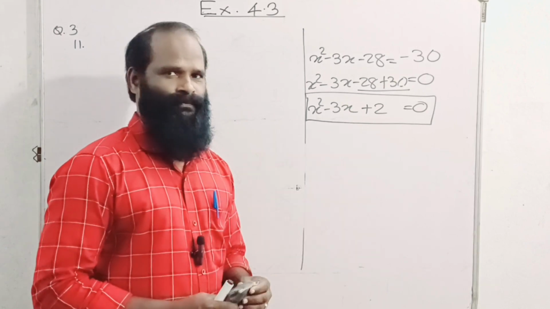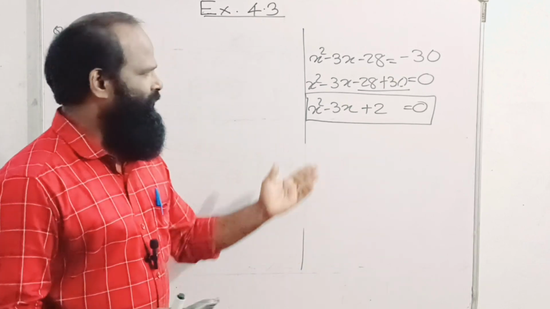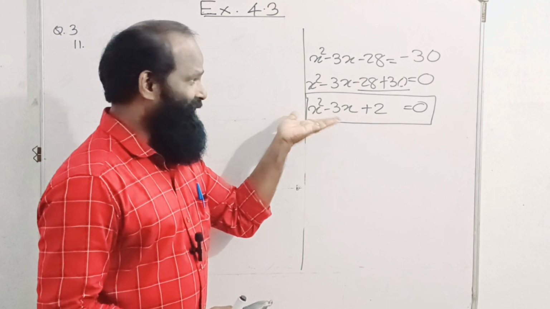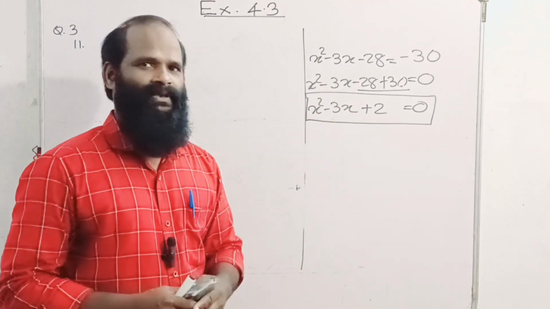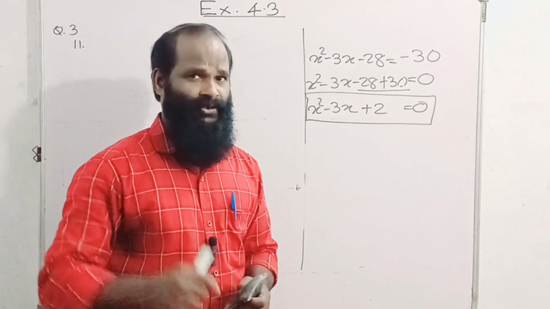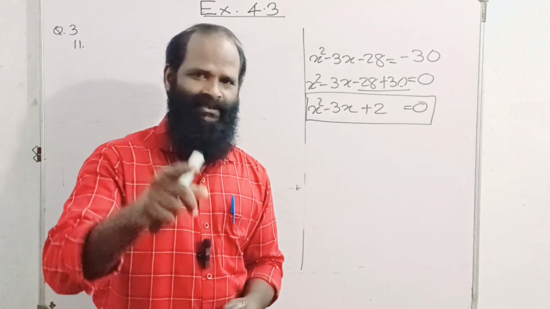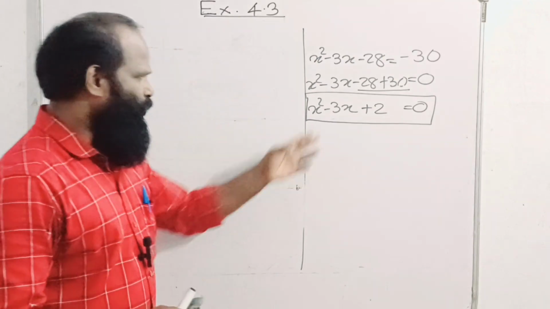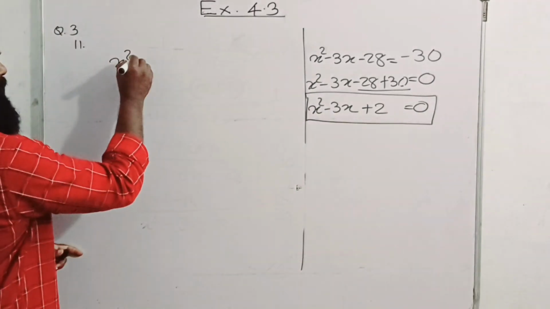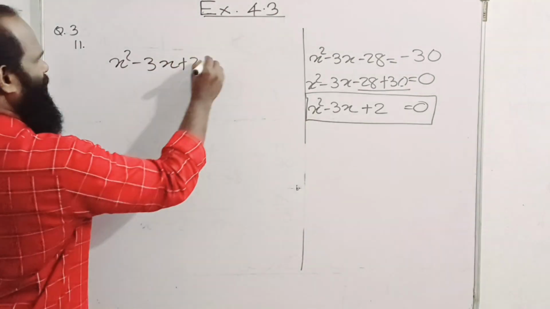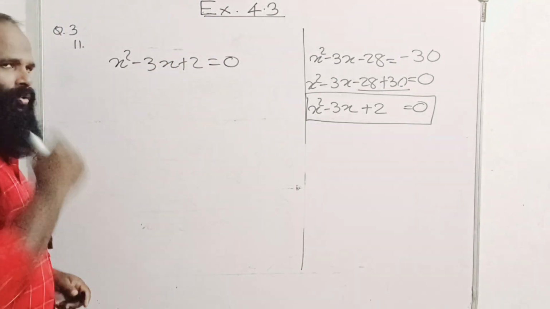former videos. Those who have doubt in factorizing this kind of equation may watch those videos. I'm sure that you will get the idea of it. So x square minus 3x plus 2, I may write here x square minus 3x plus 2 is equal to 0. We are going to factorize it.